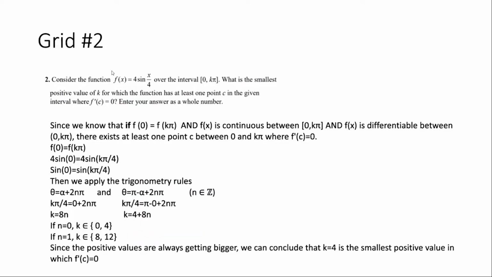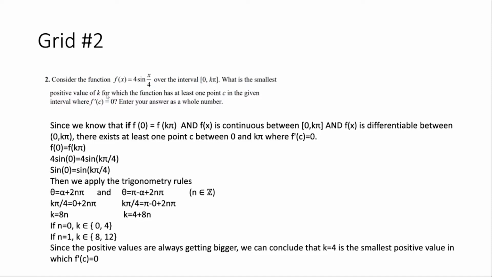Now we have grid number 2. Given f of x is 4 sine x over 4 and over the closed interval 0 to k pi, what's the smallest value of k for which the function has at least one point c in the given interval where f prime of c equals 0? So once you see f prime of c equals 0, we have to recall Rolle's theorem, all the conditions have to be met.